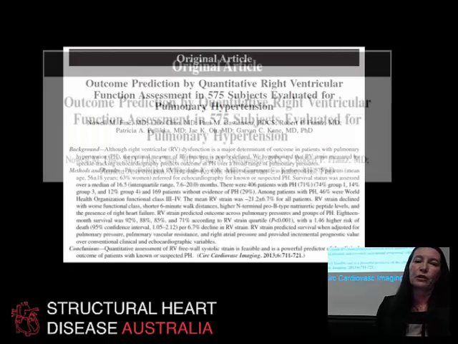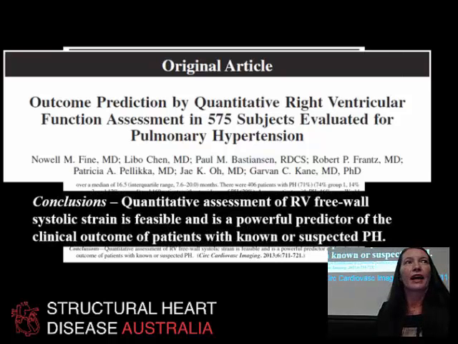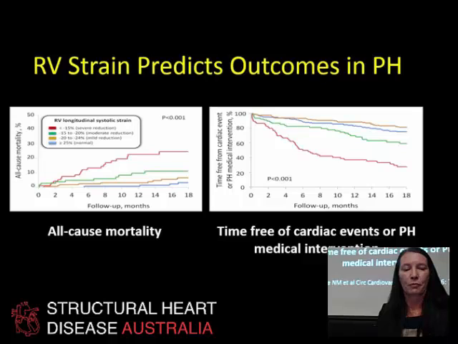They went on then to actually look at, well, let's look at all the people who were referred for a possibility of pulmonary hypertension. And they looked at 575 patients, again at Mayo Clinic, and what they found was that quantitative assessment of the RV free wall systolic strain is feasible and is a powerful predictor of the clinical outcome in patients with known or suspected pulmonary hypertension.